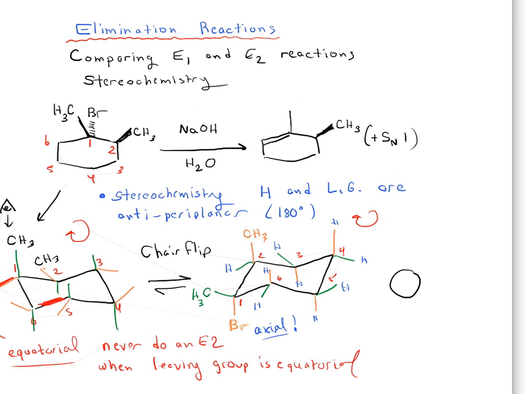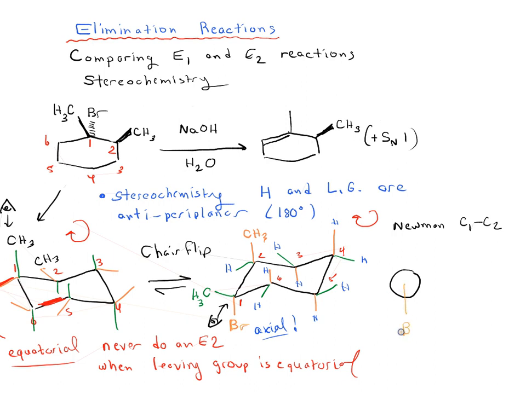Newman projection can help us try to figure out what this product is going to look like. So Newman for C1 to C2, if this was my eye and I'm looking along C1 to C2, remember it's kind of like a clock, right? So my bromine would be at 6 o'clock here. My CH3 would be at about 10 o'clock. And then I'd have my carbon 6, my CH2, which is C6, pointing at about 2.